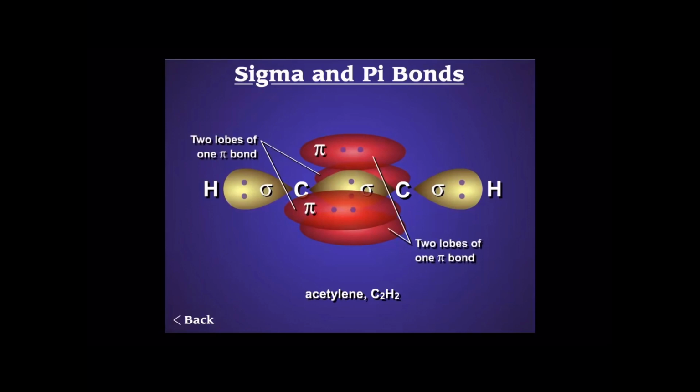The electron density is concentrated above and below the plane of the nuclei of the bonding atoms. In each of the pi bonds, 2 electrons are shared. In other words, the electrons are free to move through both regions of the bond. A triple bond is composed of 1 sigma and 2 pi bonds. For rotation to occur along the carbon-carbon bond, the pi bonds would have to be broken.